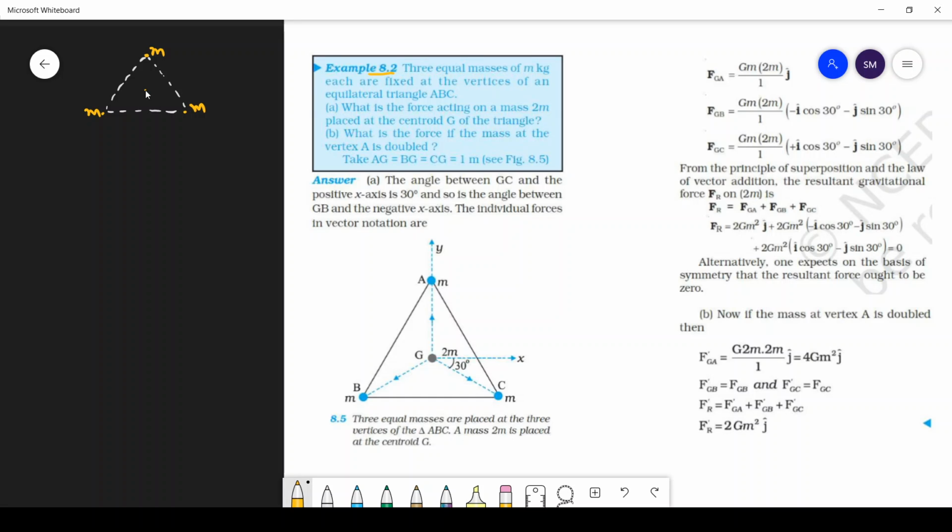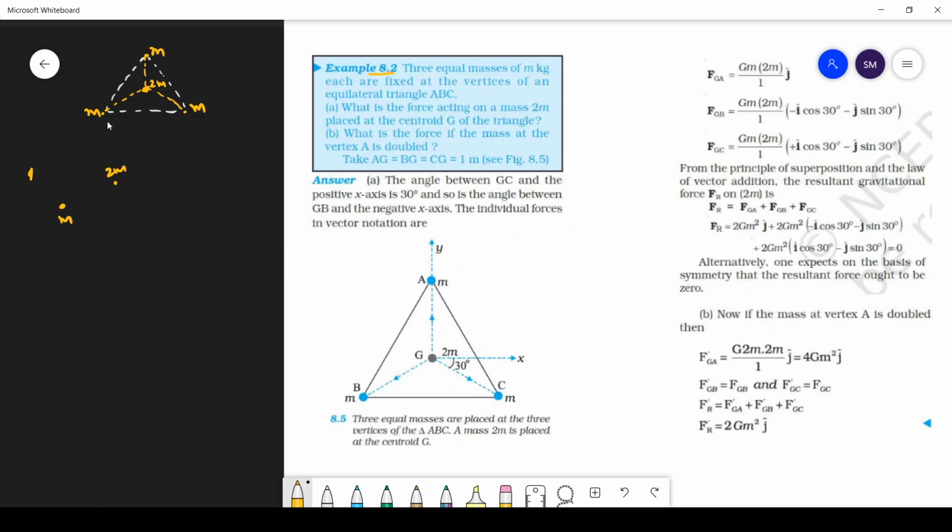So this is the centroid where the three medians meet. In an equilateral triangle, the perpendicular bisector, median, and angle bisector are all the same. So this is 2m. 2m is placed over here at the centroid. What is the force acting on the mass 2m? So let us take them one by one. You have mass m and this is your mass 2m, right?